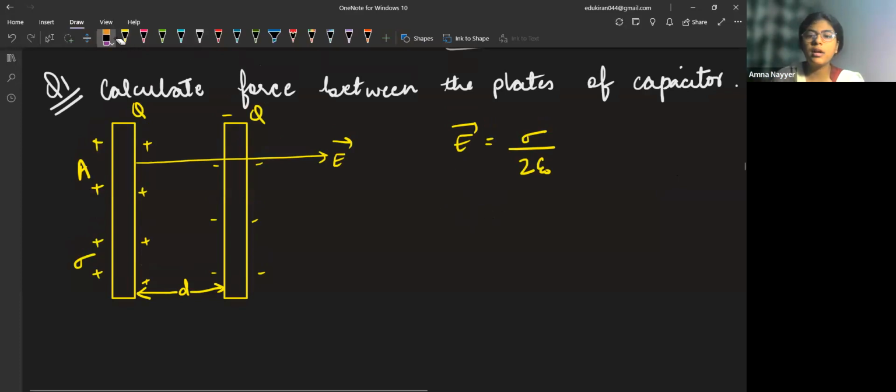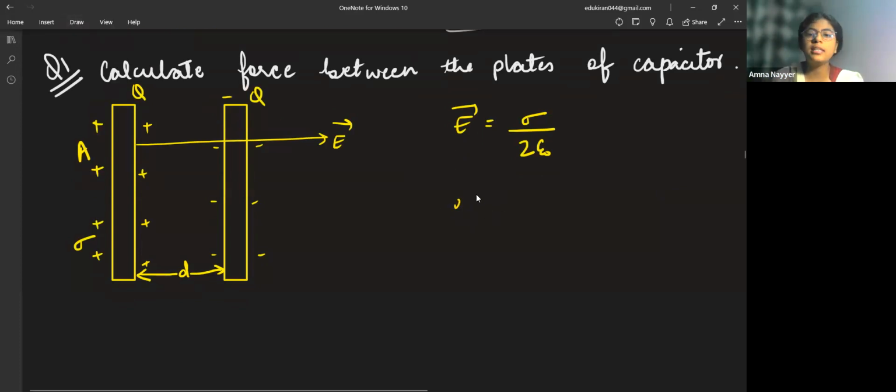Sigma also has a meaning. Humam, what is the meaning of sigma? Charge is given to you. This is the case I have discussed. If just on this parallel plate, I want to find out what is sigma, what will it be?